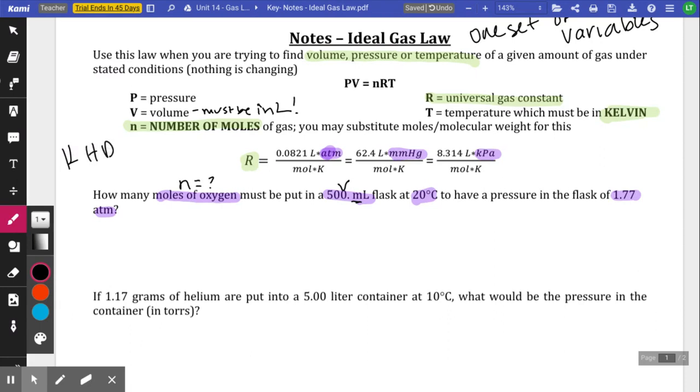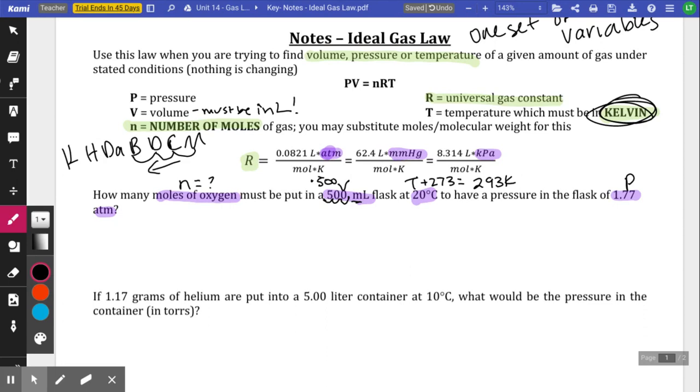King Henry died by drinking chocolate milk. We're in milliliters, want to be in liters, 1, 2, 3 to the left. So it would be 0.500 liters. At 20 degrees Celsius, there's our temperature. But again, we must be in Kelvin, so we'll add 273 to that, which gives us 293 Kelvin. And then finally, the last value that we see is 1.77 atmospheres, which is our pressure.